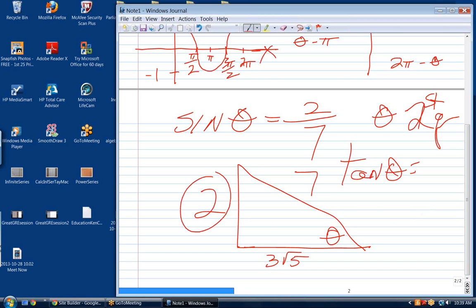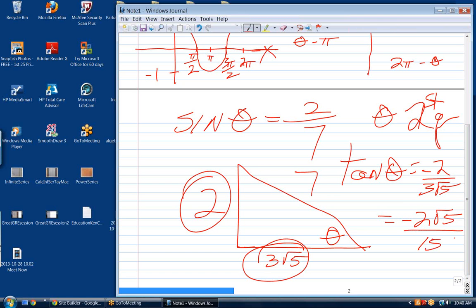Well, it would be opposite. No, I mean 3 root 5, wasn't it over 15 too? No, it was just 3 root 5, because remember, this is the square root of 45. It would just be negative 2 over 3 root 5. Right. Negative 2 over 3 root 5, which rationalizes to negative 2 root 5 over 15.